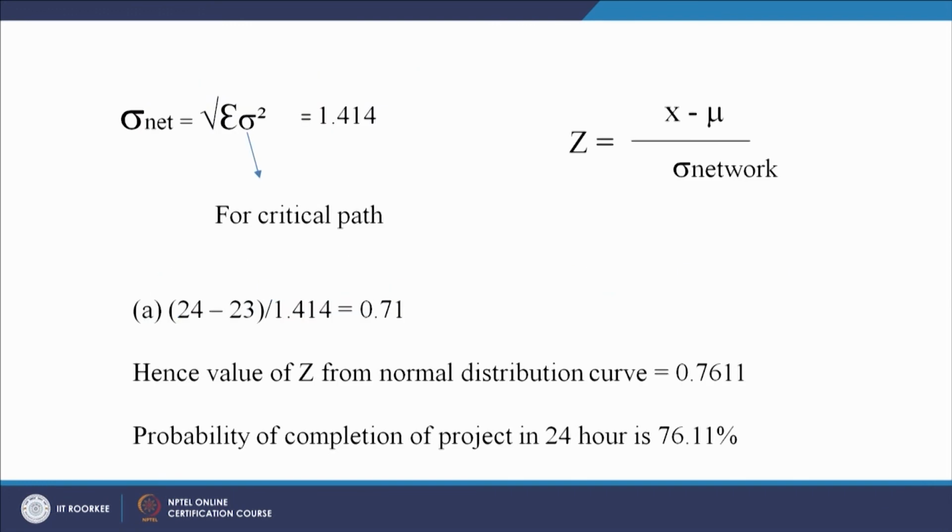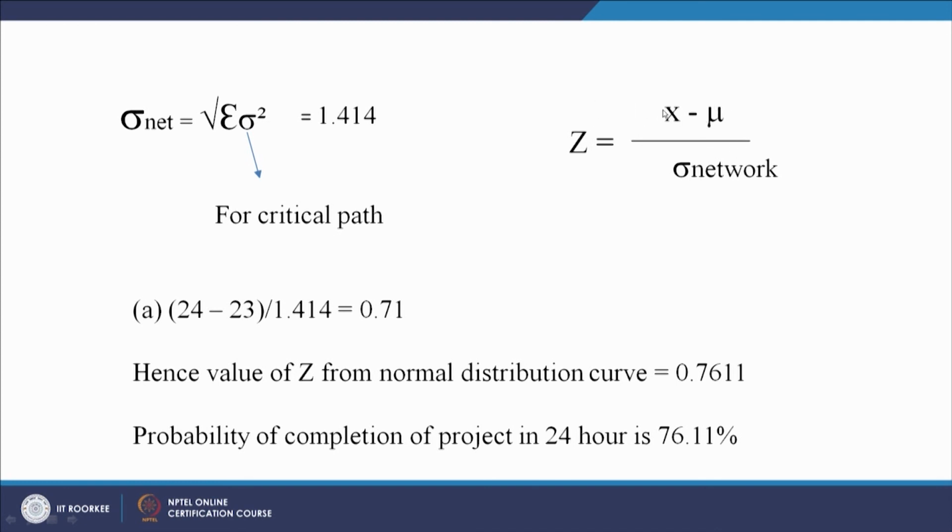Now, as we have seen this formulation in the previous class also, we have to calculate the probability of completion of this project in 24 hours, and the probability of completion in 22 hours. So using this standard formulation on your screen, first we have to calculate the Z statistic. X is going to be our expected duration. Mu is the duration that we have calculated from the network.